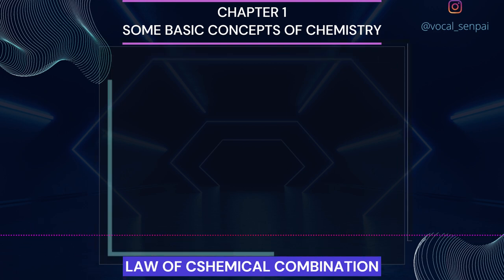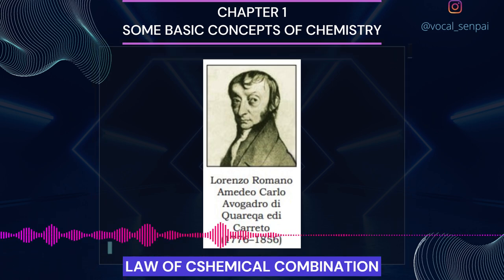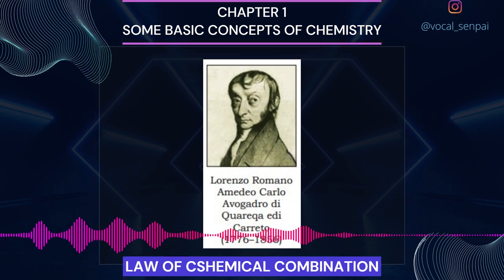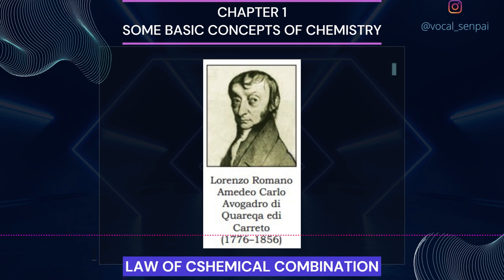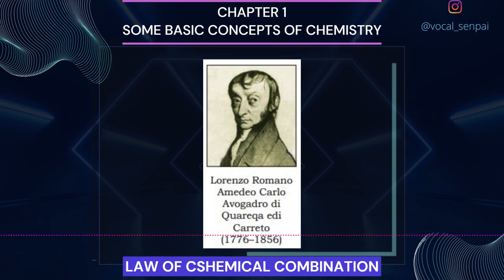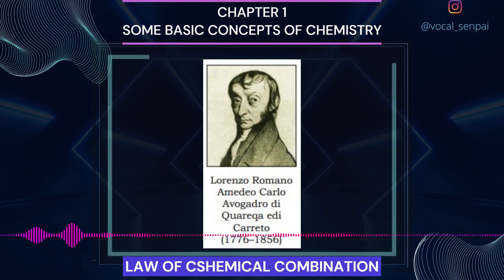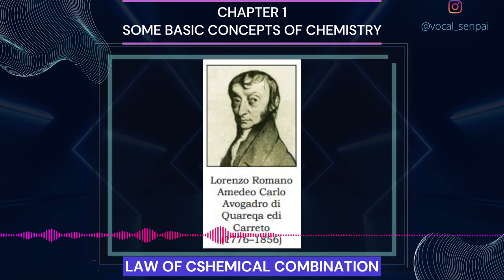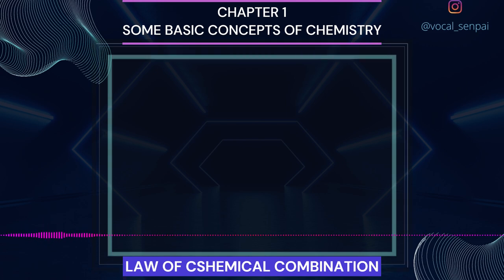Avogadro's law. In 1811, Avogadro proposed that equal volumes of all gases at the same temperature and pressure should contain equal number of molecules. Avogadro made a distinction between atoms and molecules, which is quite understandable in present times. If we consider again the reaction of hydrogen and oxygen to produce water, we see that two volumes of hydrogen combine with one volume of oxygen to give two volumes of water without leaving any unreacted oxygen.